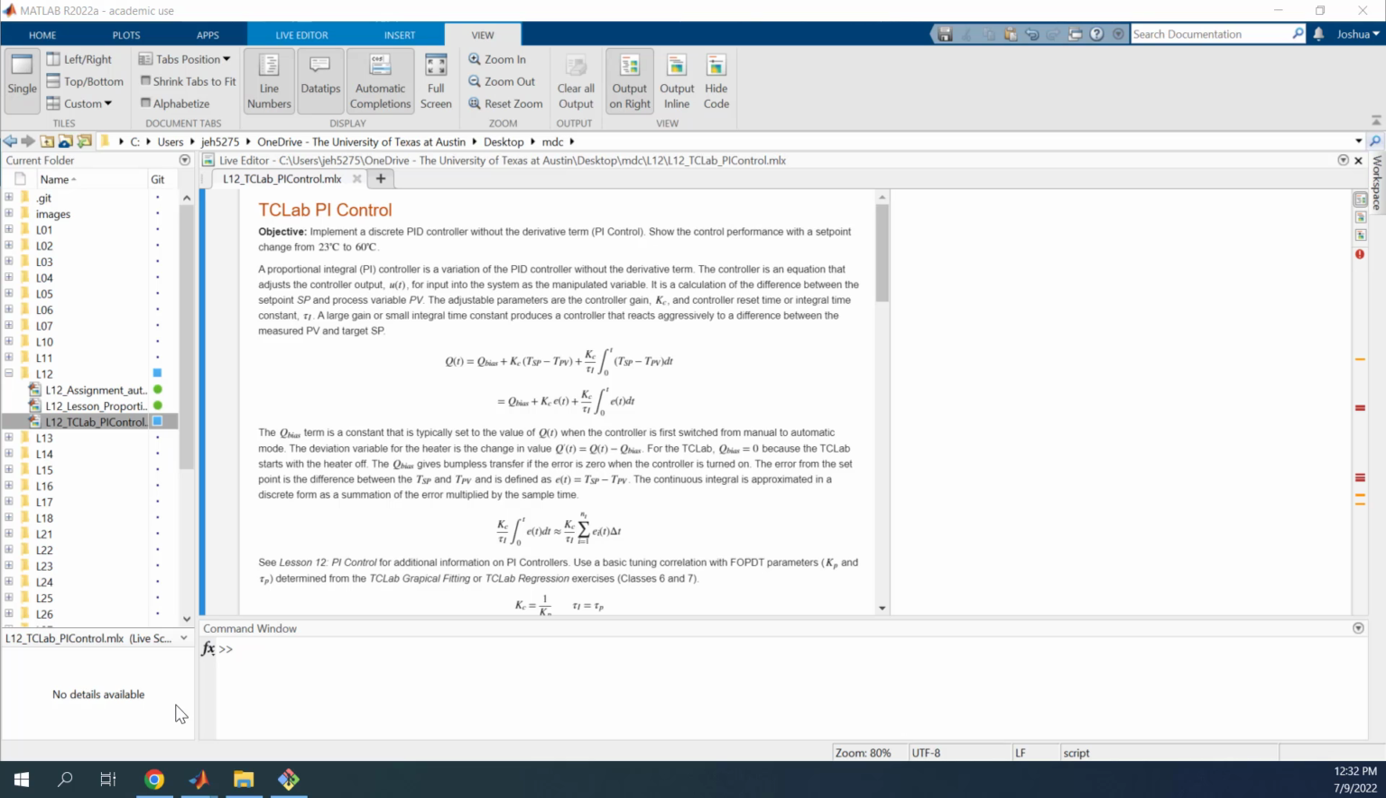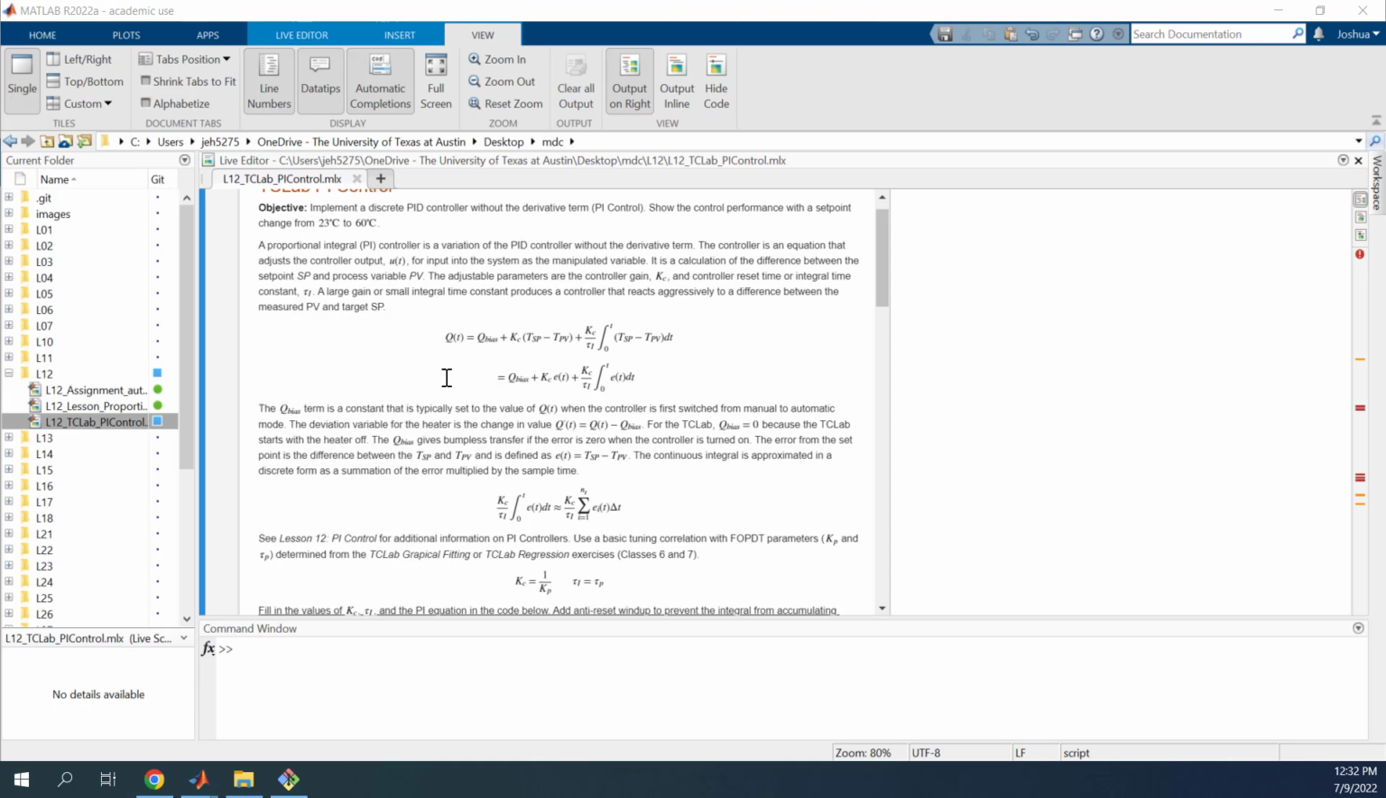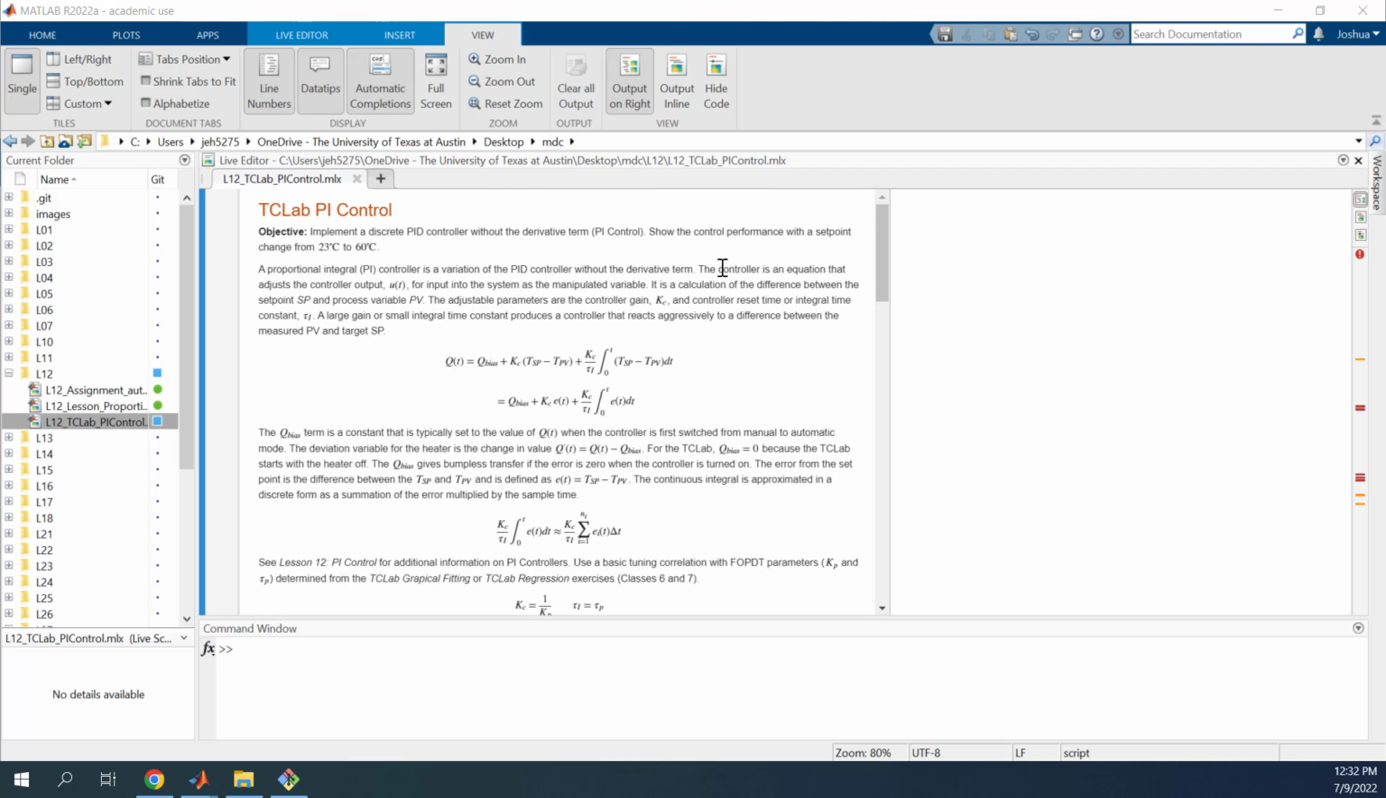to reach 50 degrees. The integral portion, as we've talked about hopefully earlier in the course, allows us to account for that persistent offset, that consistent underperformance, if you will, and push the heater up until it reaches the set point. So we'll talk about tuning.